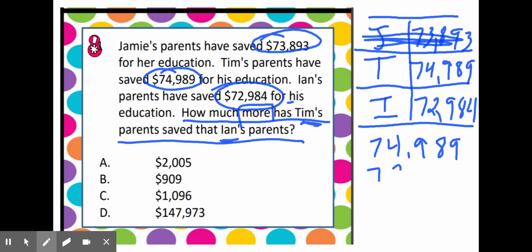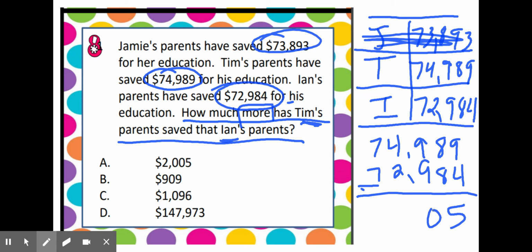So that would be my 74,000. And I'm going to subtract. 9 minus 4 is 5. 8 minus 8 is 0. 9 minus 9 is 0. And 4 minus 2 is 2. So $2,005 more is what Tim's parents have saved than Ian's.